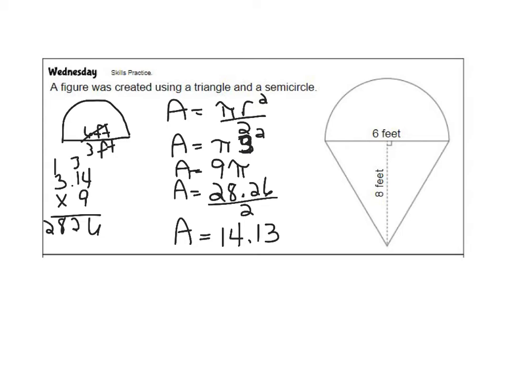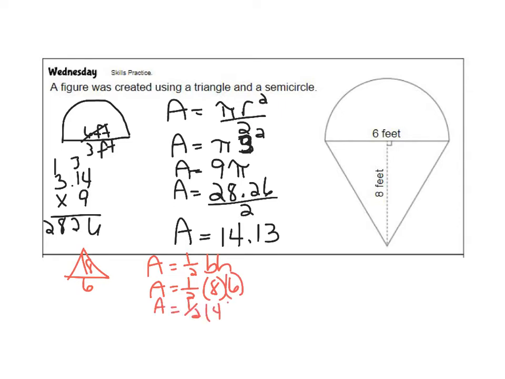So now we're going to do the triangle. The triangle has a base of 6 and a height of 8. So we're going to do A equals half of base times height. A equals half of 8 times 6. 8 times 6 is 48. So half of 48 is 24.